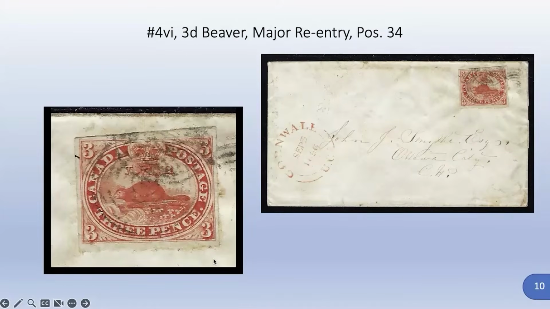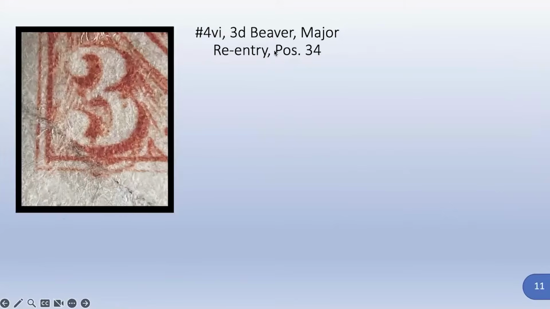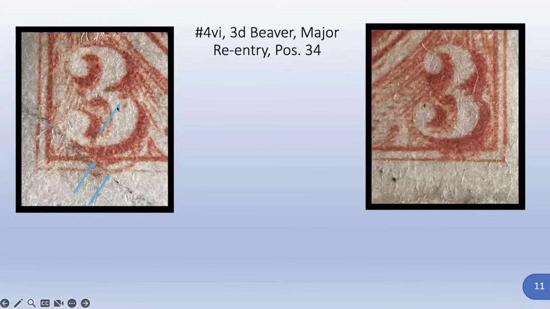Here we're looking at the stamp, and certainly what we're looking for in the major reentry from position 34 is a tripling here of the bottom of the 3, a little tripling up here. We see doubling or tripling on the bottom on this right-hand corner, and again, more marks up here. These marks are just reflections of the top of the 3.